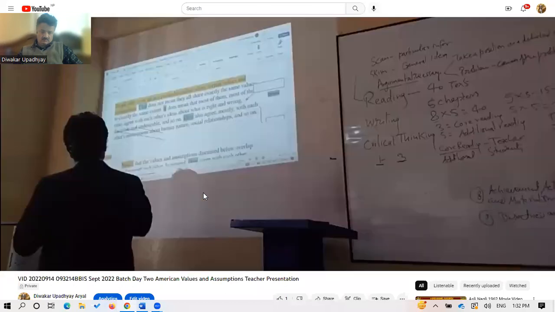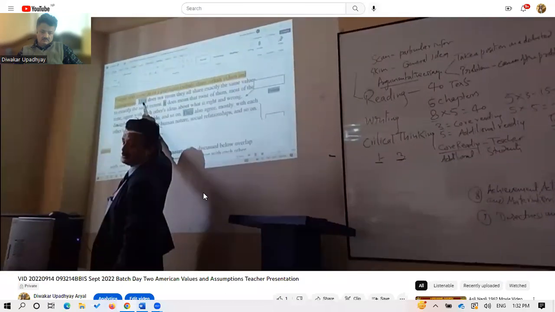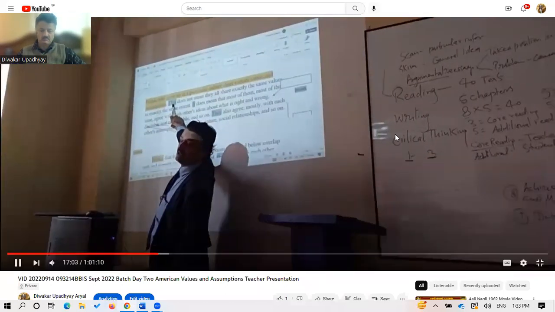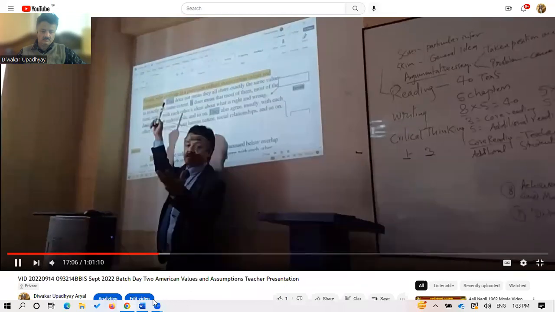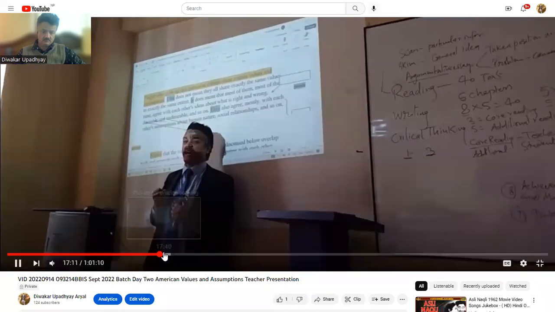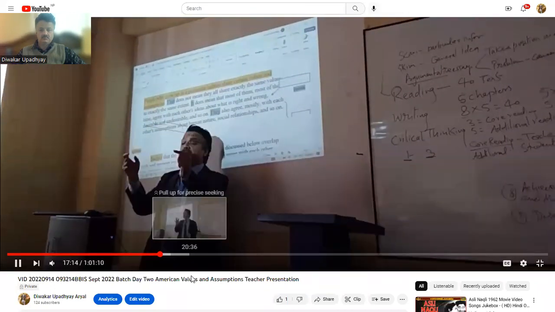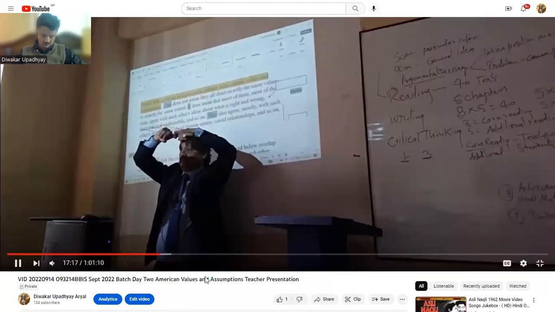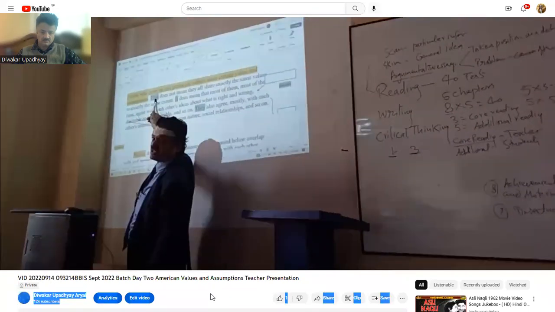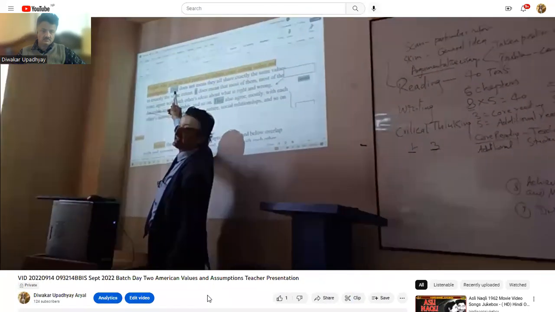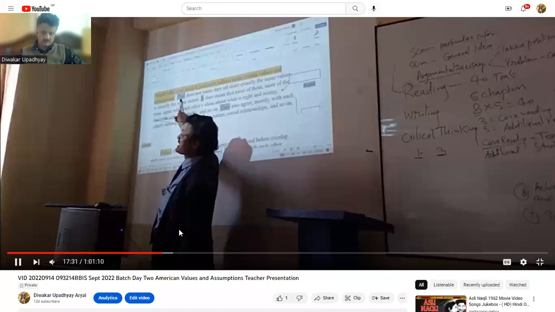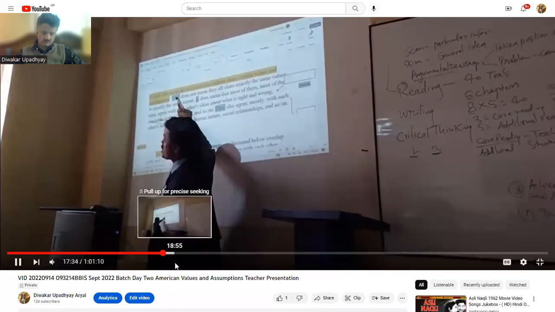For example, this pronoun is called pronoun reference. And there is a technique in writing that is called coherence. Coherence means everything is tied together, everything is connected. For example, this pronoun, known as pronoun reference, makes a backward reference. To understand what that means, you must go back to this sentence, right?